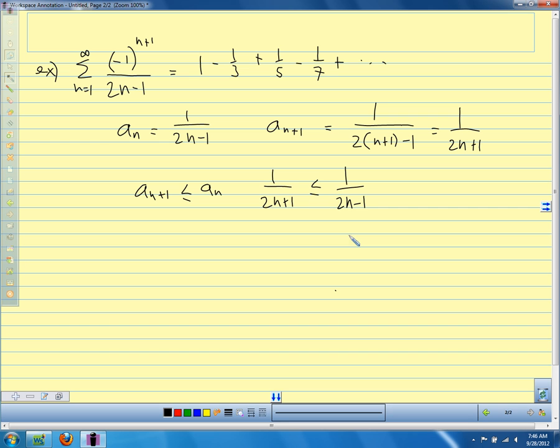If we weren't sure, we know that 2n plus 1 and 2n minus 1 are positive, so we could cross multiply and ask: is 2n minus 1 less than or equal to 2n plus 1? And we know that that's the case. For n greater than or equal to 1, this is true. So that condition holds. And does the limit as n approaches infinity of 1 over 2n minus 1 equal 0? Yes, we know that's true. So the series converges.